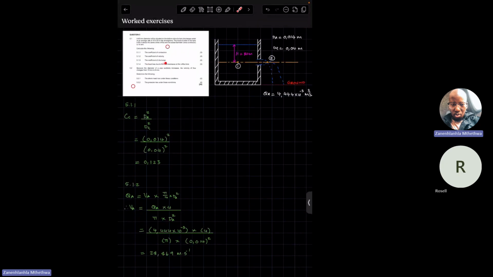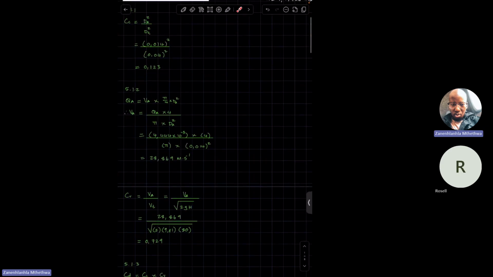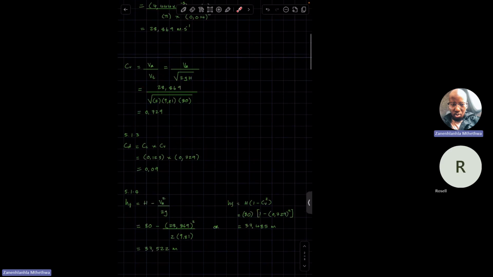Calculate the coefficient of discharge. So CD is the coefficient of discharge, just like the other two coefficients. Coefficient of discharge is the flow rate. So typically CD is equal to QA, the actual discharge, divided by the theoretical discharge, right? Now, you're also able to use this formula here, right?